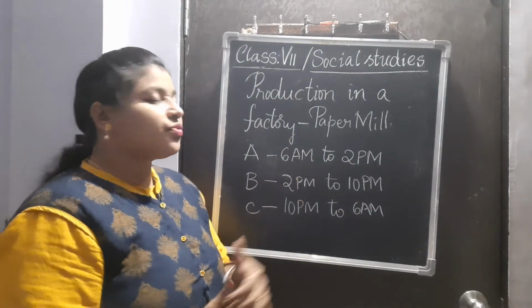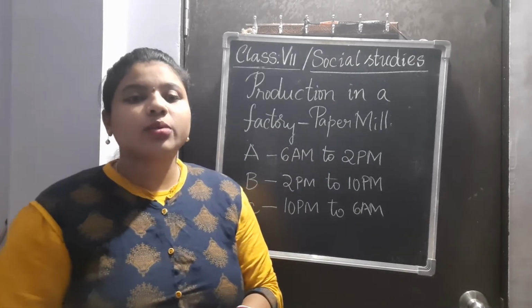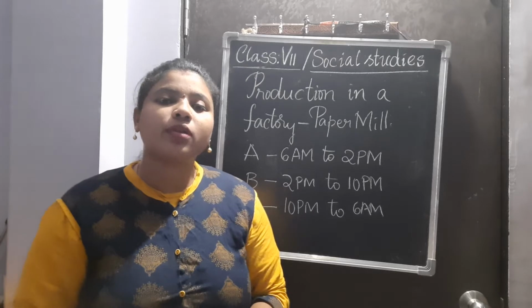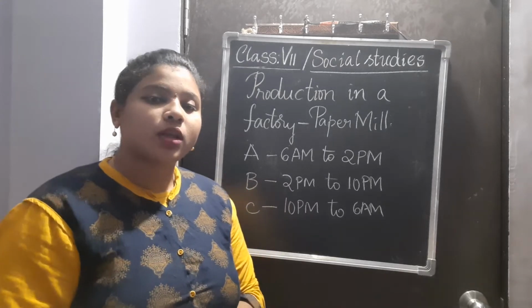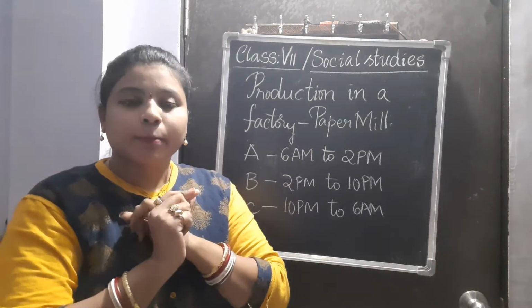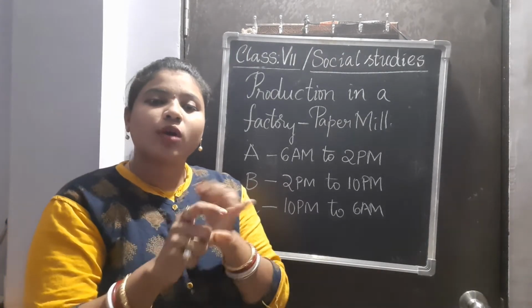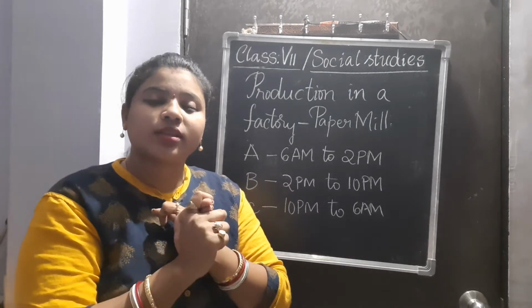So in every shift there are some 800 to 900 people working together. In these 800 to 900 people, they are different kinds of people. There are people who are working as permanent workers. There are some people who are working on a contract basis. There are some people who casually work in these factories.